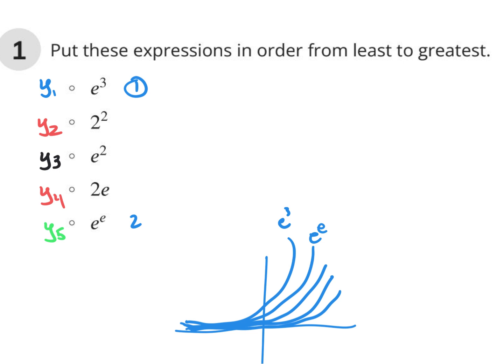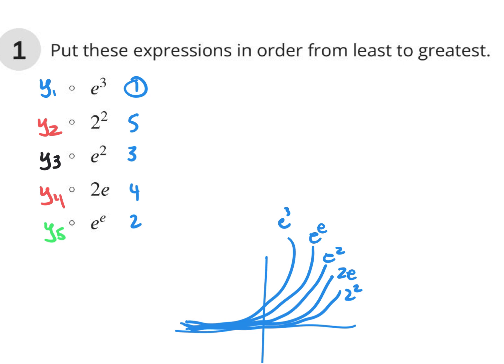e squared is number 3. And then 2 times e is number 4. That's 2e. And then 2 squared, which is 4, is the last one. It grows the slowest.